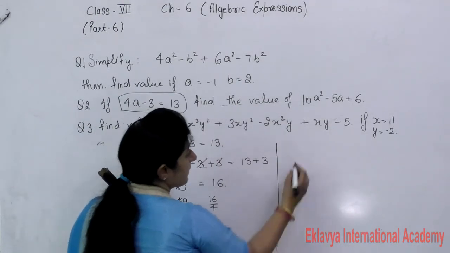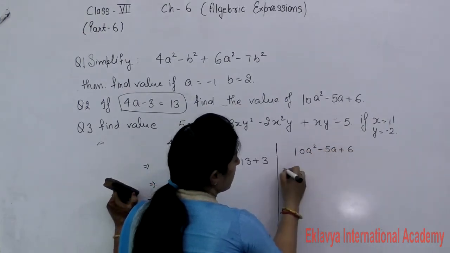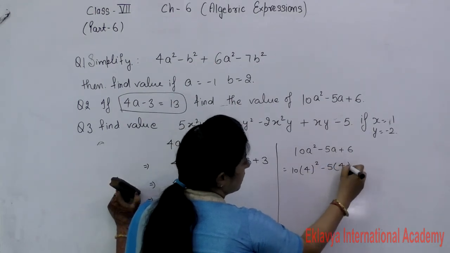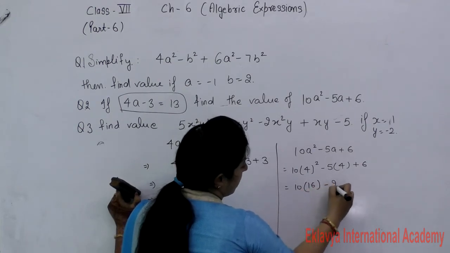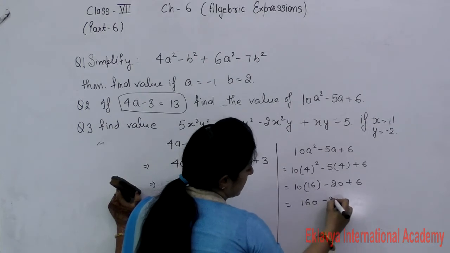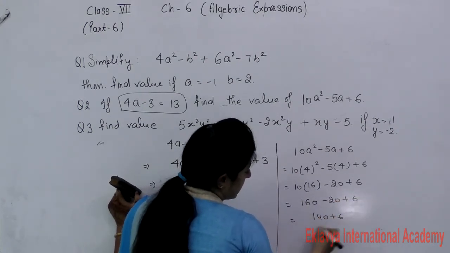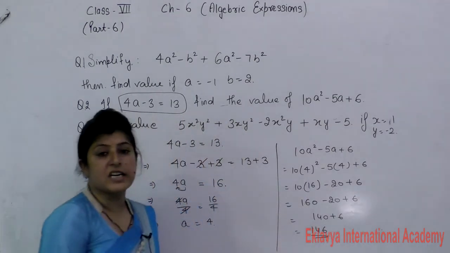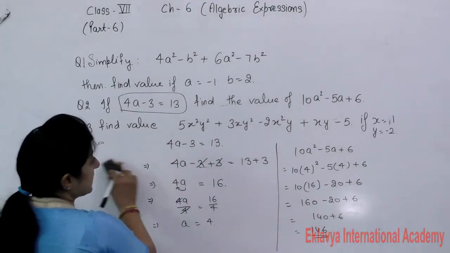Now put this in 10a square minus 5a plus 6. Put the value of a: 10 into 4 square minus 5 into 4 plus 6. 4 square is 16. 5 4s are 20. 10 into 16, 160 minus 20 plus 6. This is 140 plus 6. Answer is 146. This way we will solve these types of problems. Now next one.